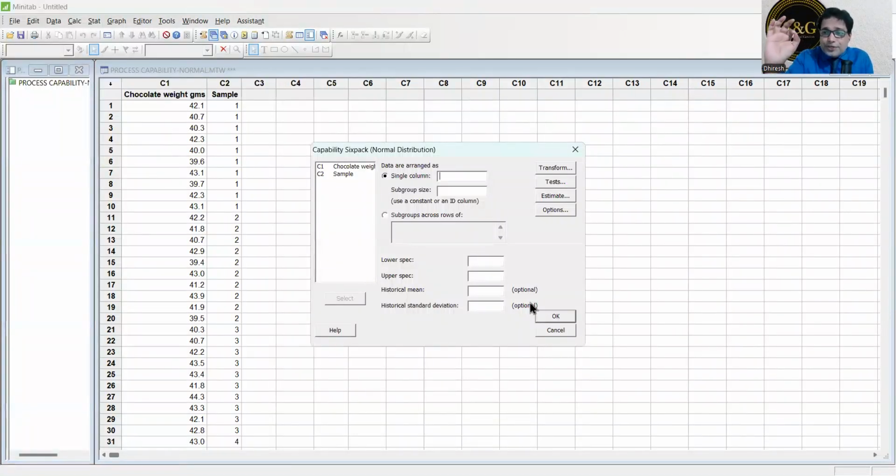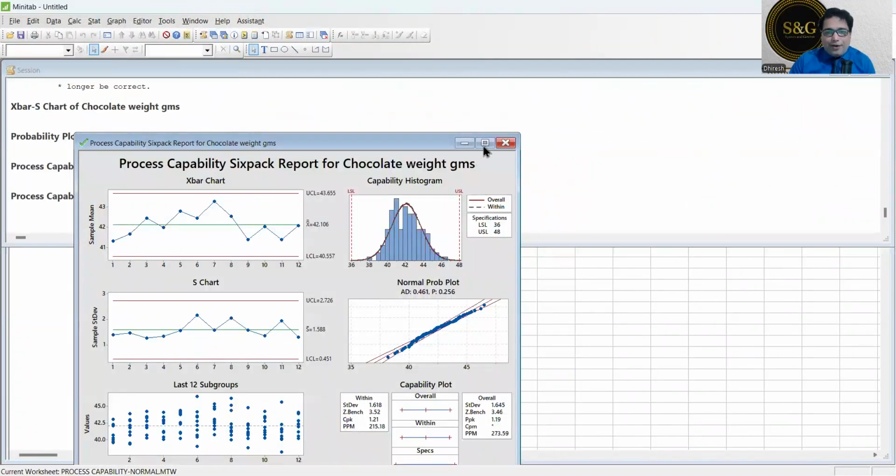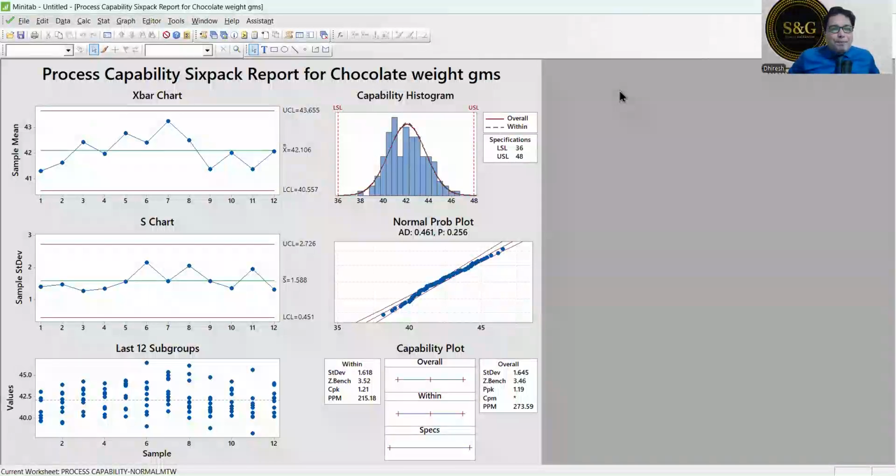The same process we have to follow here too. Go for chocolate weight. Subgroup size is sample. Lower specification is 36. Upper specification is 48. Go to options and select benchmark Z. Click on OK, and click on OK. And abracadabra, here we go. This is called six pack analysis.